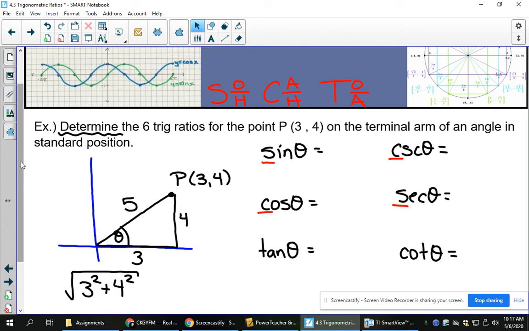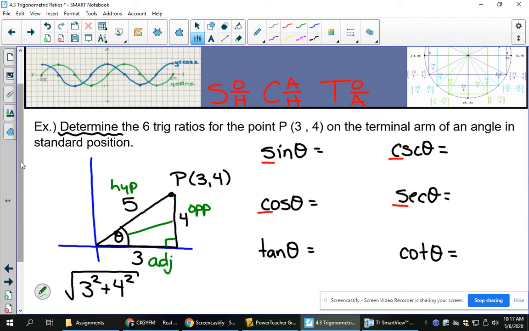So for sine theta, it compares opposite over hypotenuse. When I look at my triangle that I've drawn, my opposite side is opposite of theta. My hypotenuse is the longest side. It's also across from the 90. And the last side I label is adjacent. It's beside the angle, but not the hypotenuse. So now let me put these numbers in. Sine is O over H, so that's 4 over 5. Cosine is adjacent over hypotenuse, which is 3 over 5. And tan is opposite over adjacent, 4 over 3.